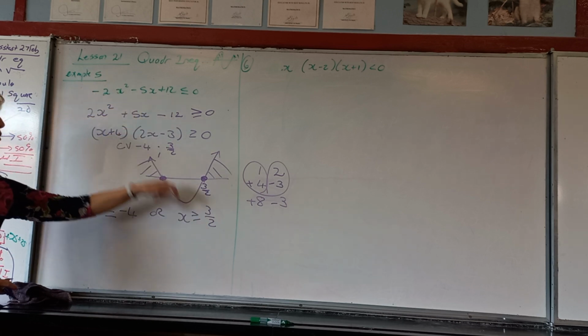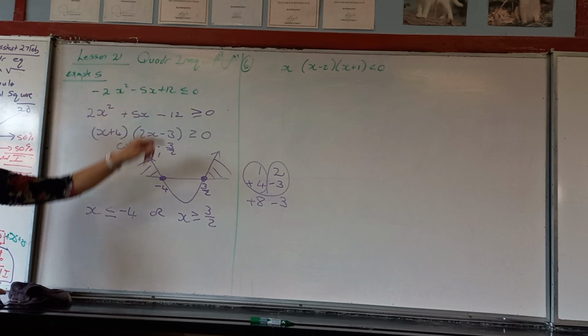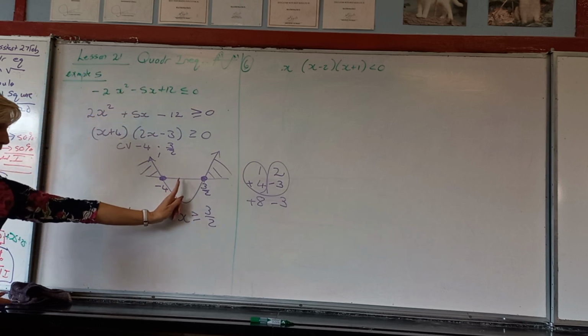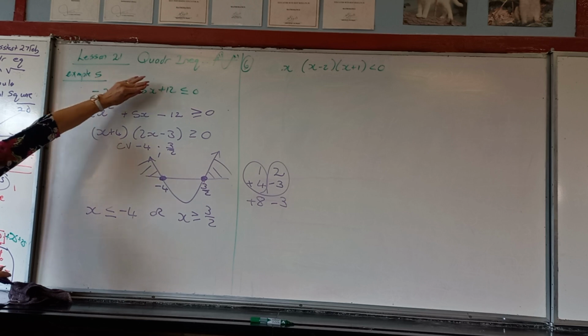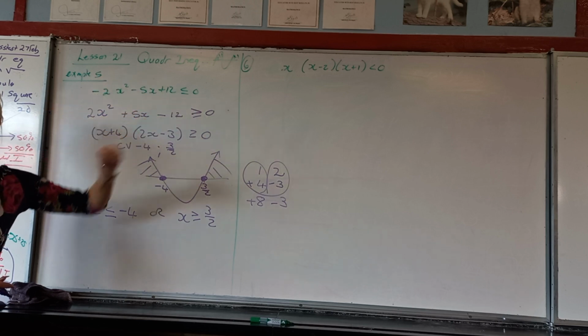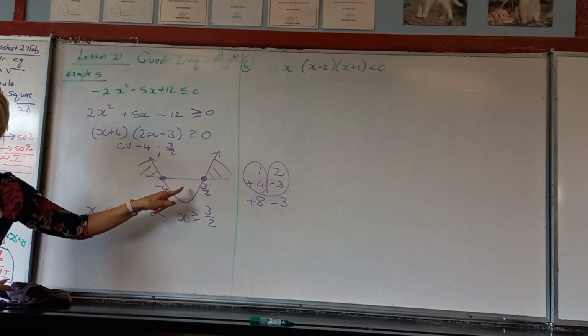If it's 3 over 2, you put it in there and work it out and the answer will be less than 0. If it's anything else in between, like for instance 0, it won't work. Place 0 there, and you get 12, which is not less than 0. Why doesn't it work? Because I took a value for x that I shouldn't.